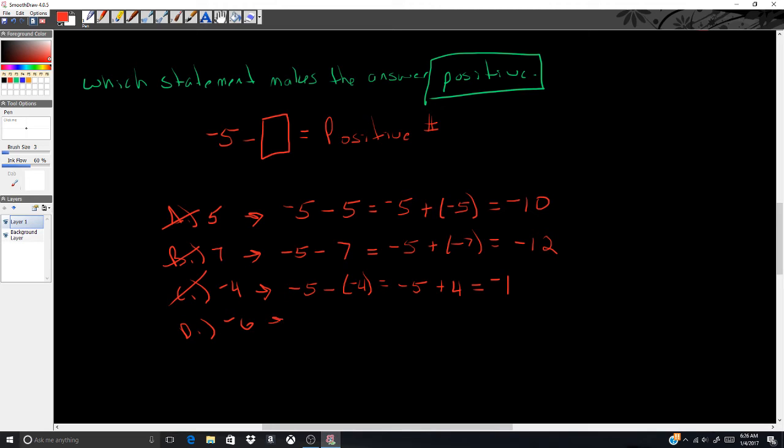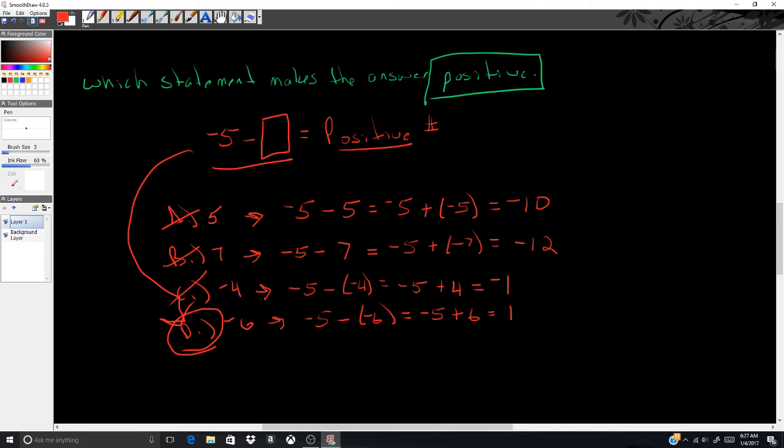And on the last one, we have negative 5 minus, and in this one, we have negative 6. Okay, change it into an addition problem. So negative 5, make that plus. The additive inverse of negative 6 is 6. So if you start a number line on negative 5, you go 6 to the right, you end up at a positive 1. Okay, so the only correct one that makes this equation positive is answer D.